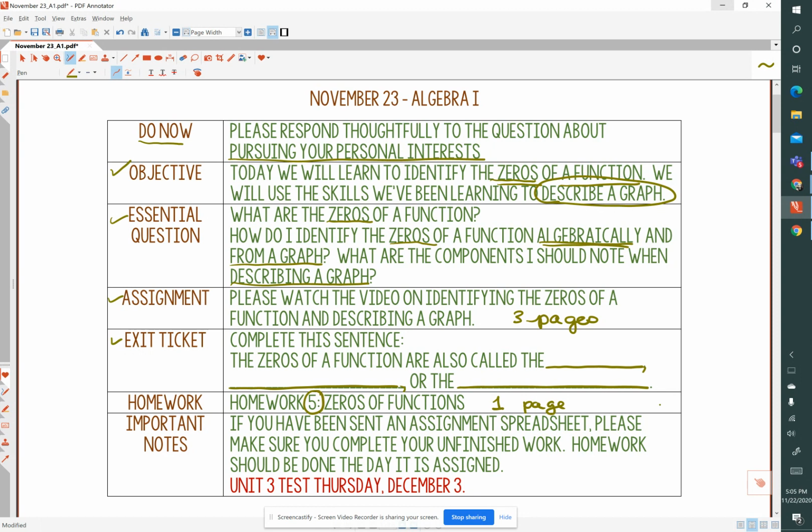We'll talk about that a little bit because I'm going to want you to use Desmos to do part of it. Important notes: if you've been sent an assignment spreadsheet, make sure you complete your unfinished work. Come for extra help if you need it. You should do your homework when it's assigned, or at least some of it, so that you don't forget the skill. And next Thursday, possibly Friday, we're going to have our unit test in December.